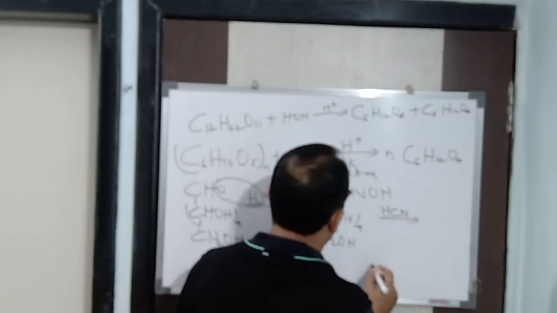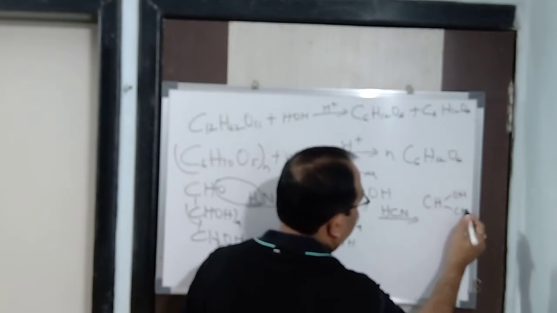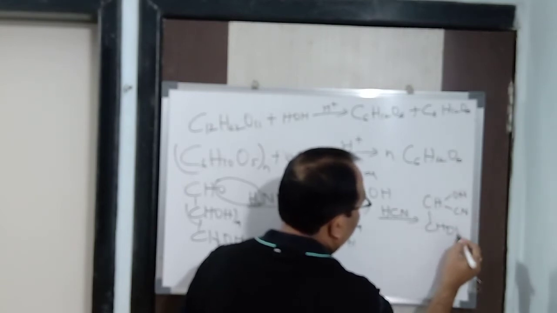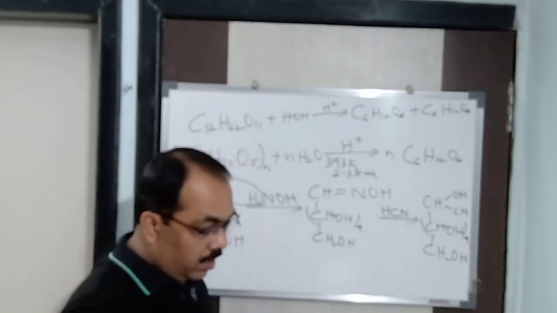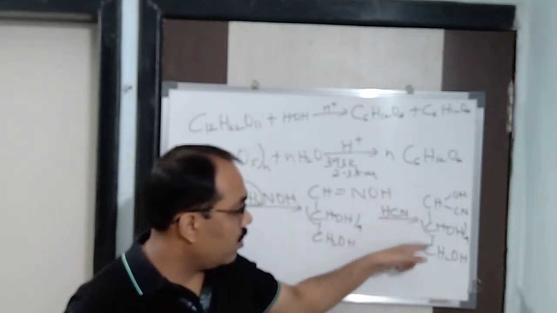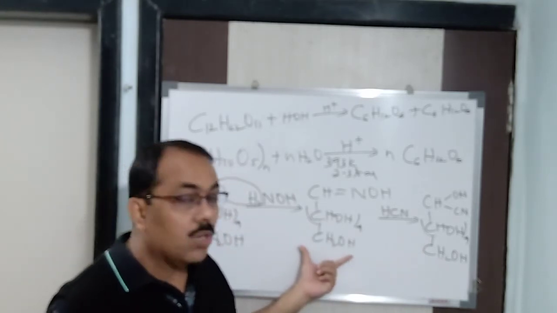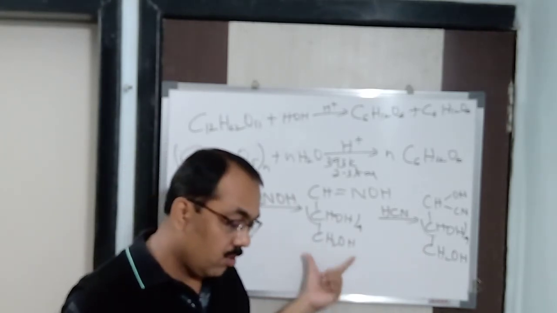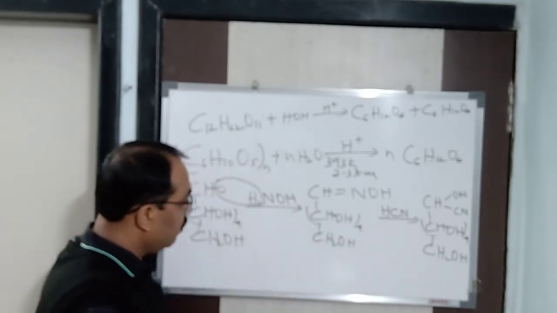So what am I going to get here? It is nothing but CH, one bond with OH, another bond with CN, and here it is (CHOH)4 and single bond CH2OH. You will be getting it. Clear? So this is nothing but a cyanohydrin. This is a cyanohydrin, we got it. Glucose cyanohydrin, and this is nothing but glucoxime, an oxime, we got it, or glucoxime, we can say that. Clear? So in this way we got the product.